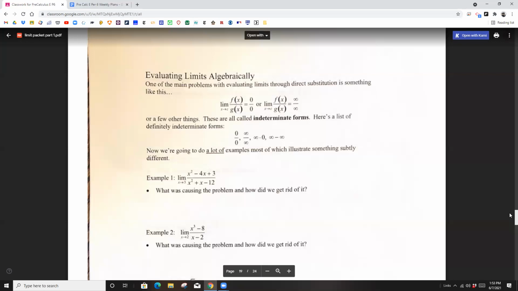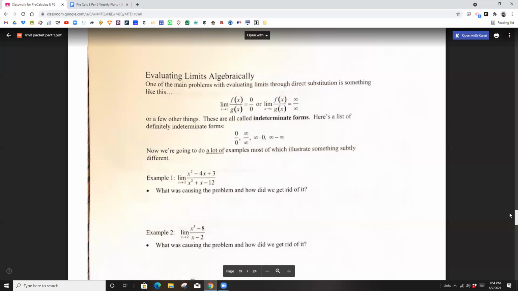Like 1 over 0 is different from 0 over 0. But 1 over 0 and 2 over 0, those are considered the same thing. Those are considered undefined. But indeterminate forms would be something like 0 over 0, which is different because normally something divided by itself is 1. But we also know you can't divide by 0. So that's why it falls in its own category. So 0 over 0, infinity over infinity, infinity times 0, infinity minus infinity. You can't determine what they are, so they're going to have interesting limits.